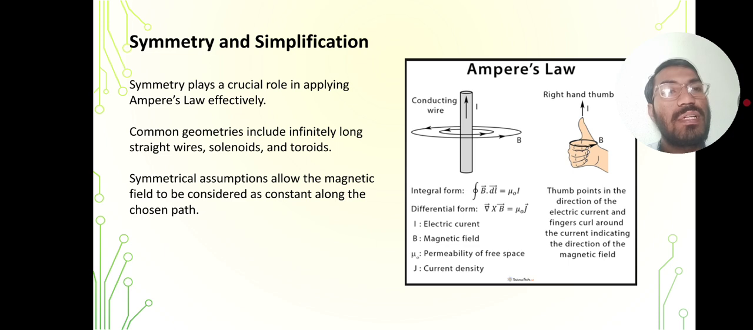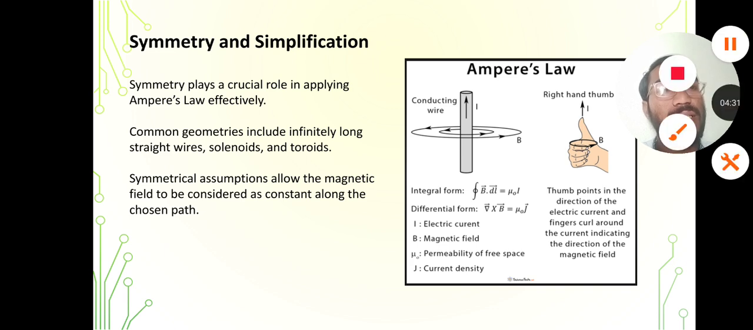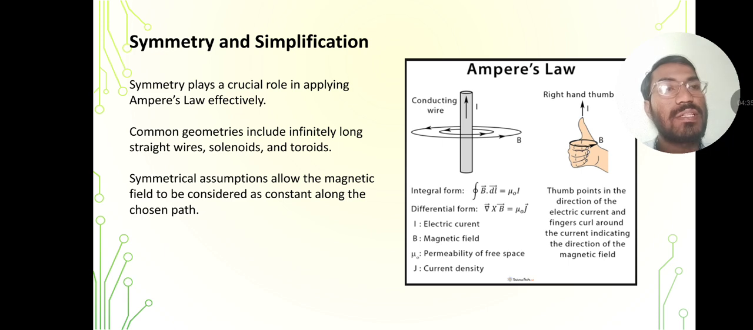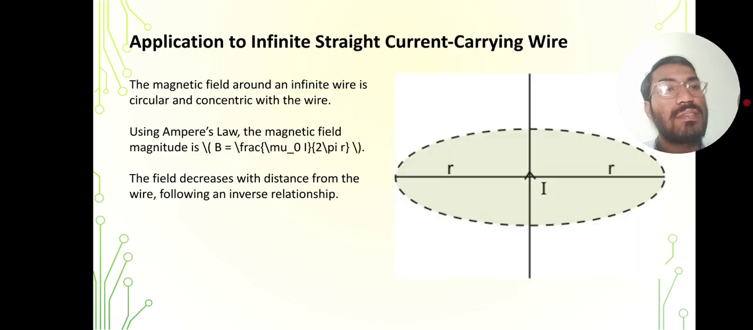The differential form is curl of B equal to mu naught times J. Here I is the electric current, B is the magnetic field, mu naught is the permeability of free space, and J is the current density. The thumb points in the direction of the electric current and the fingers curl in the direction of the magnetic field.